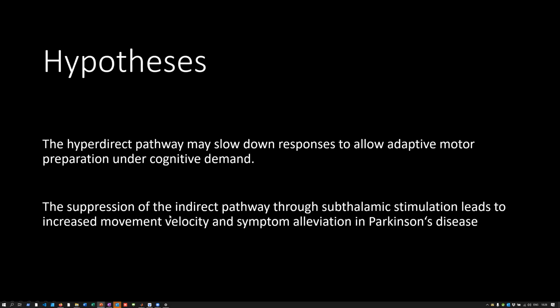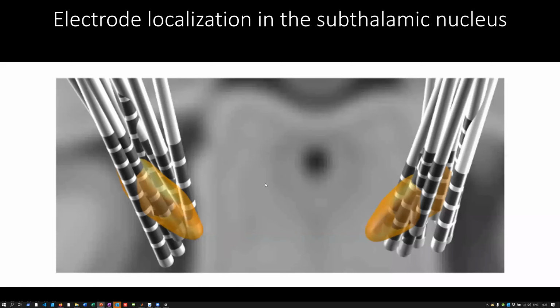Another aspect that we believe we may be able to show is that suppression of indirect pathways through stimulation leads to increased movement velocity and symptom alleviation. So basically, we try to dissect the cognitive effect and the motor effect of the stimulation with respect to specific pathways. And here you can see the next step in this study, which was identification of the anatomical structure that we are modulating with the leads.